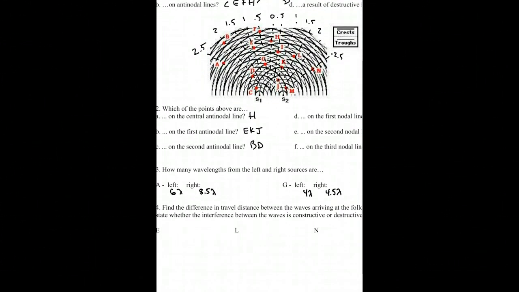Alright, so we want to look at the difference in travel distance for points E, L, N, and M. We don't have to count all of these. It was kind of tedious and easy to make a mistake with the small lines, like we did on A. So if all we're interested in is the difference, which is all that determines whether the interference is constructive or destructive, we just need to look at the order number.